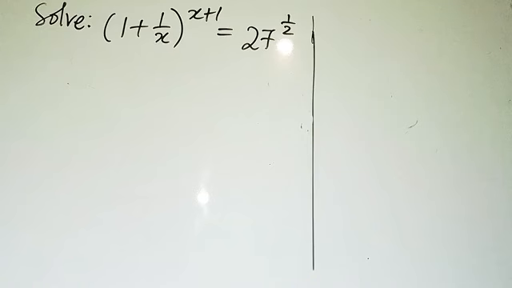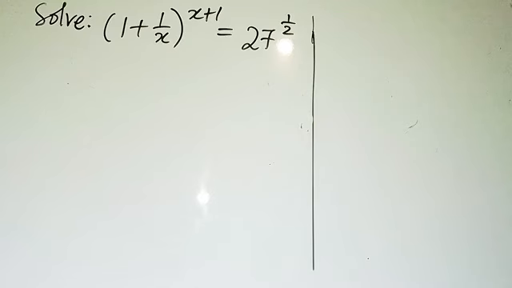I have this Olympiad question here. The question says solve (1 + 1/x)^(x+1)... equals 27 to power 1/2. So now let's see how we are going to solve for the value of x. We are going to be doing some manipulation, so I need your full attention, okay?